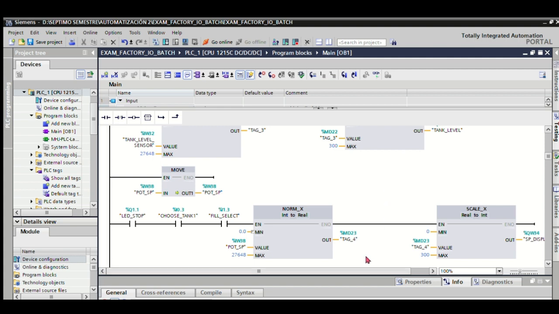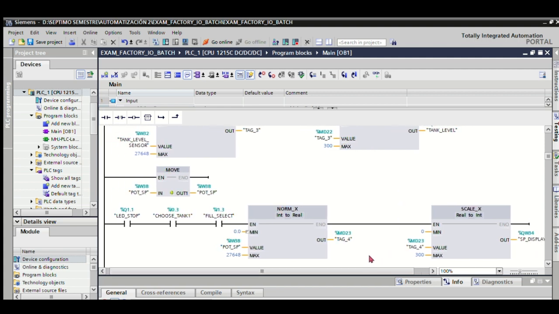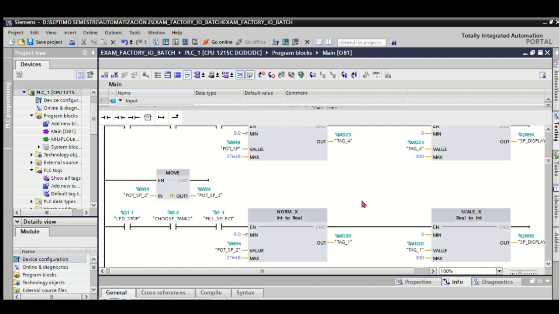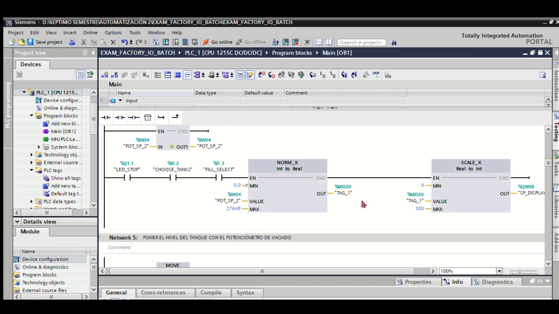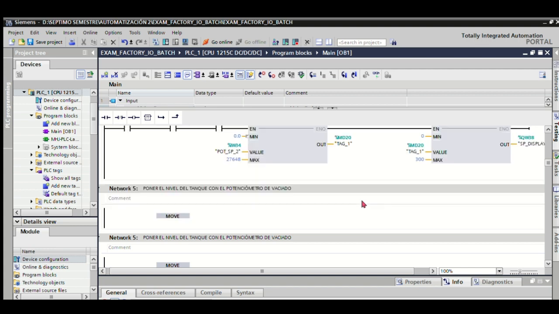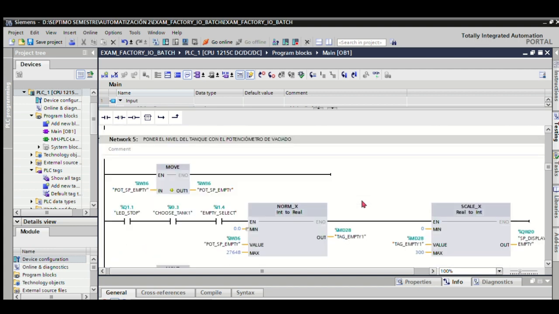Then the parameterization from 0 to 300 for the filling potentiometer of tank 1 is done, which will be displayed on a screen, and safety conditions are set so that it cannot be modified unless the filling option and tank 1 are selected. Then the same is done for tank 2.